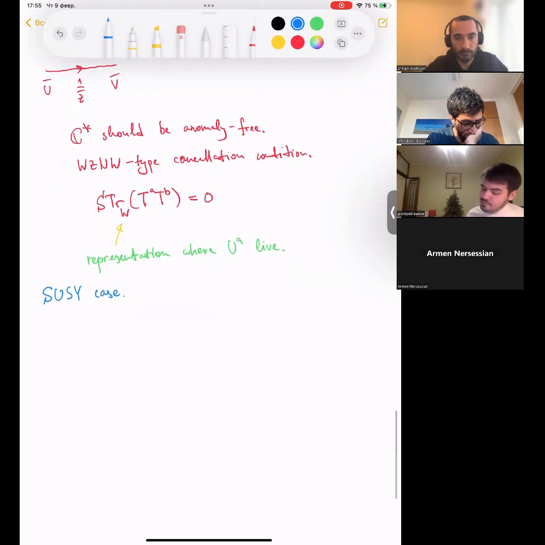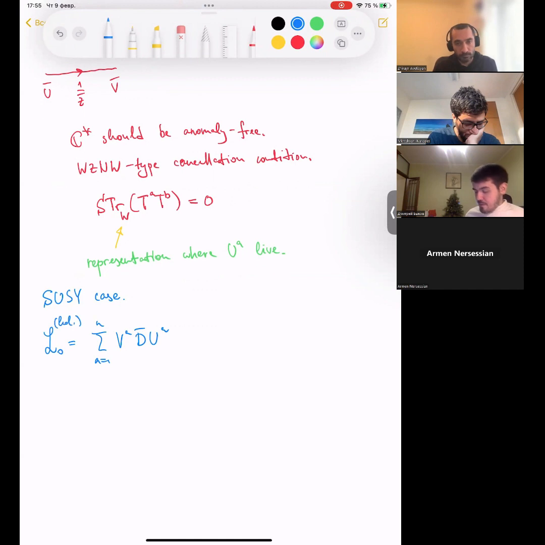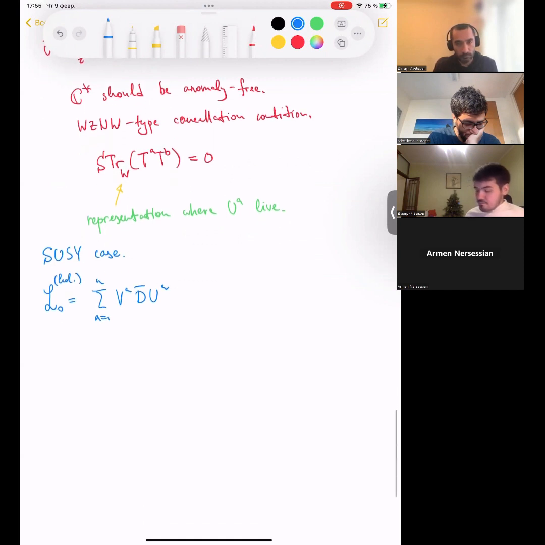So the basic idea is the following. You consider this L0, whatever free Lagrangian you have, like what I was writing, V A D-bar U A, let's say the holomorphic part, plus a fermionic completion, which we will call B A D-bar C A. These are our anti-commuting variables.